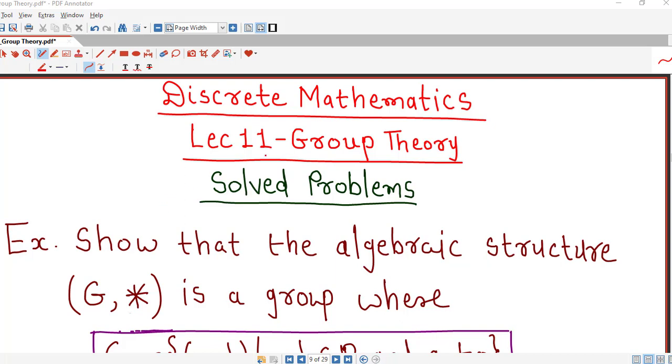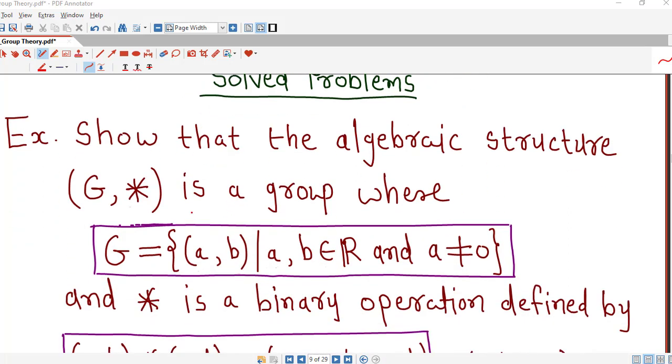Hello friends, I welcome you to lecture number 11 on group theory. In this lecture we are going to discuss one more problem on group. So we start with this example.